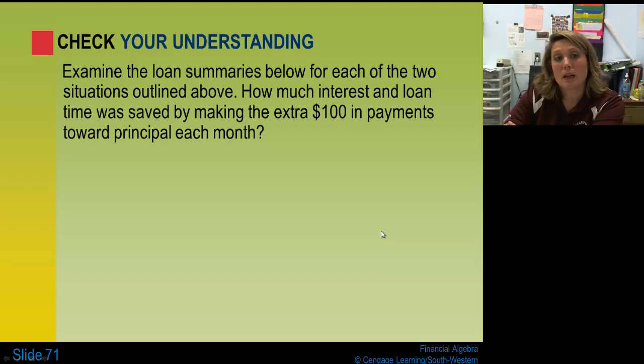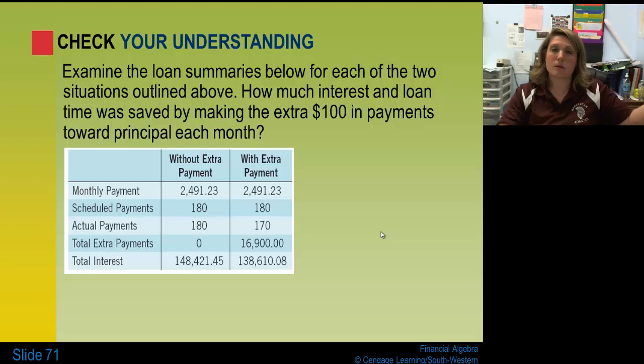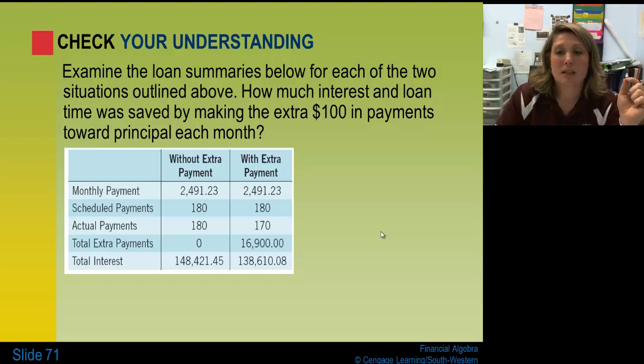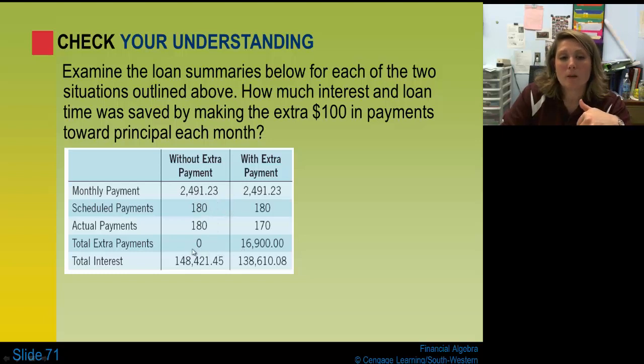The check your understanding. Examine the loan summaries below for each of the two situations outlined in the previous example. How much interest and loan time was saved by making the extra $100 in payments toward principal each month? So instead of just paying what they were supposed to, they paid an extra $100 every month. So here's what that works out to be. Take a look here, and you'll notice that the total extra payments without the extra payment obviously was nothing. But over the course of the loan, they had $16,900 extra.